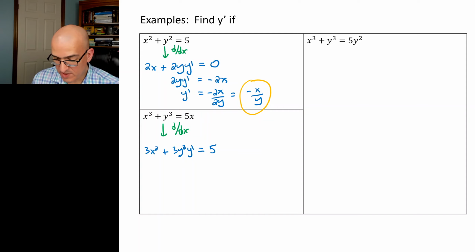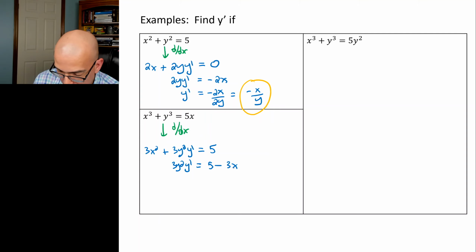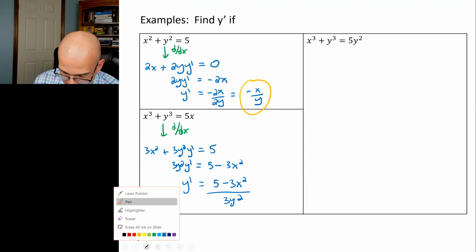Y prime was, again, only appearing in one spot, but we have some work to do anyway. We have to isolate for it using a few moves. One of those moves is to get rid of any piece that does not contain y prime, move it over to the other side. So I'm going to subtract 3x squared from both sides. And now we're almost done. We just have to divide by the 3y squared that's interfering with the y prime. So y prime is equal to 5 minus 3x squared divided by 3y squared. That's our answer.